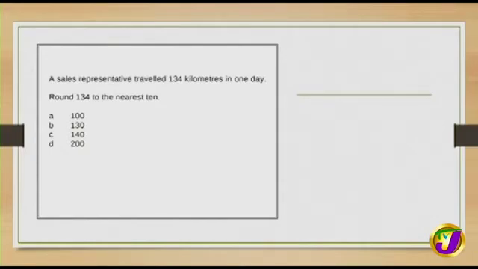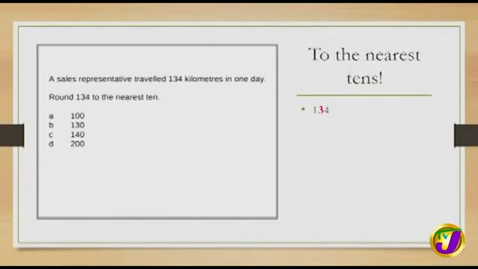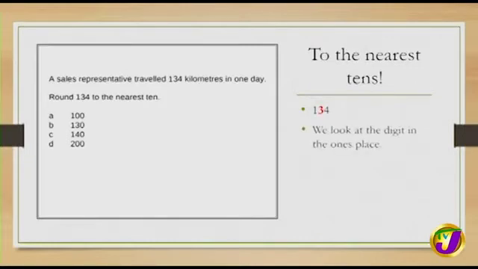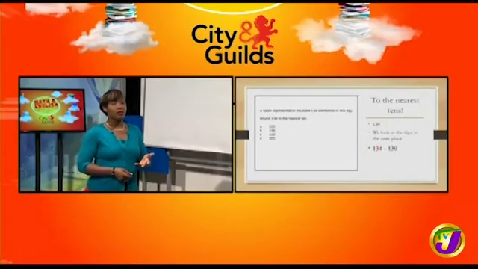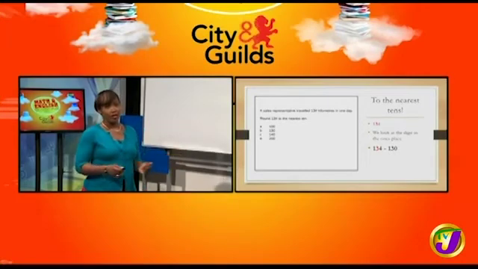All right, next question. A sales representative traveled 134 kilometers in 1 day. Round 134 to the nearest 10. Same concept, we look for the digit in the 10th place. It is a 3. What digit is to the right of 3? 4. Is it more or less than 5? It is less than 5, so we round down. So the 3 remains unchanged, and we replace the 4 with a 0. The number becomes 130. So what we're saying, 134 rounded off to the nearest ten is pretty much 130.